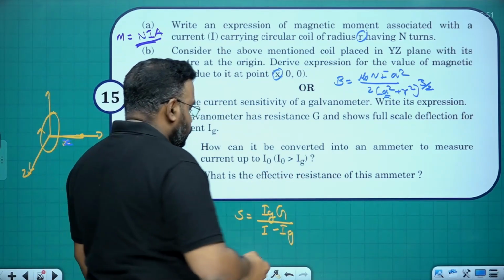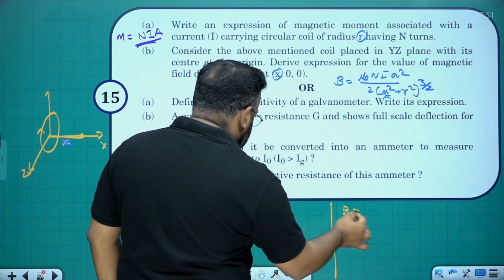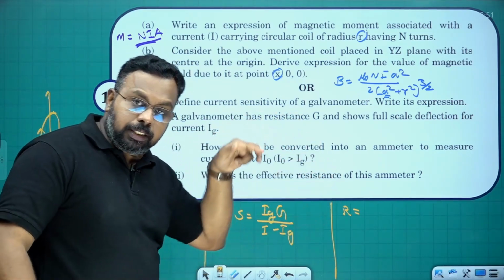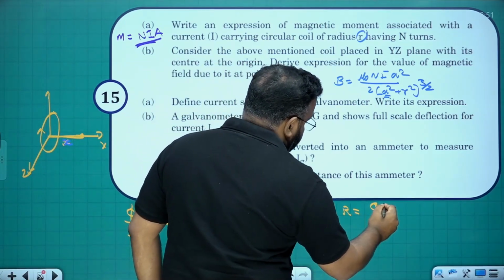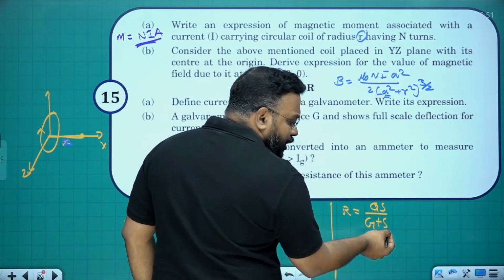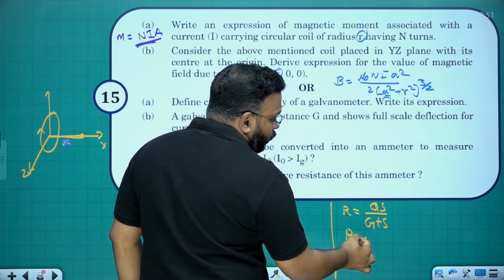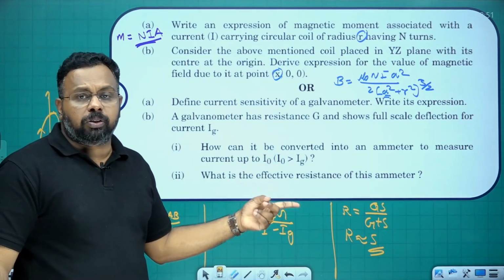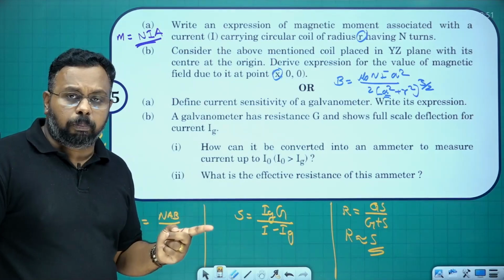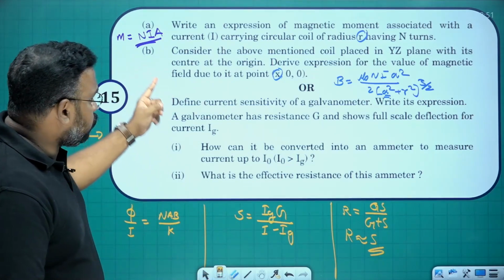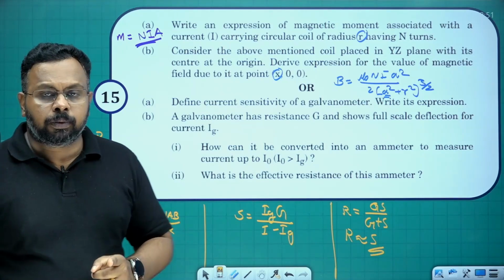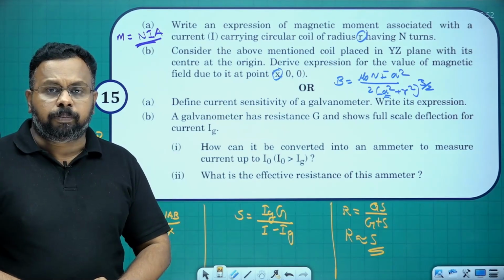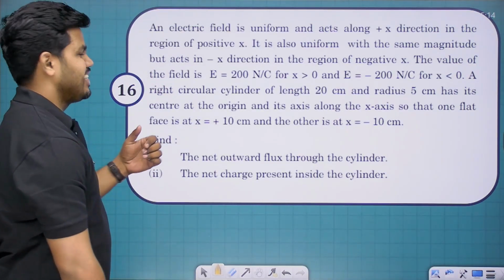What is the effective resistance of this ammeter? The galvanometer has a resistance G, and this shunt resistance S is connected parallel to it. So the effective resistance will be R equal to G S by (G plus S), but S is negligible compared to G. Finally, approximately you can write R is approximately equal to the shunt resistance only. So please go through the topic, conversion of galvanometer into an ammeter and voltmeter. Important topic, these kinds of questions will come. I hope this is also very clear for you. Yes or no? So please check step by step in all the questions. Okay, now question number 16.